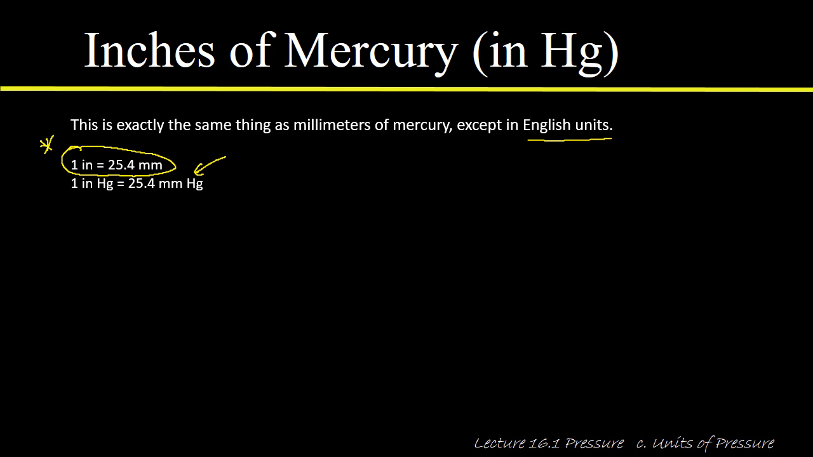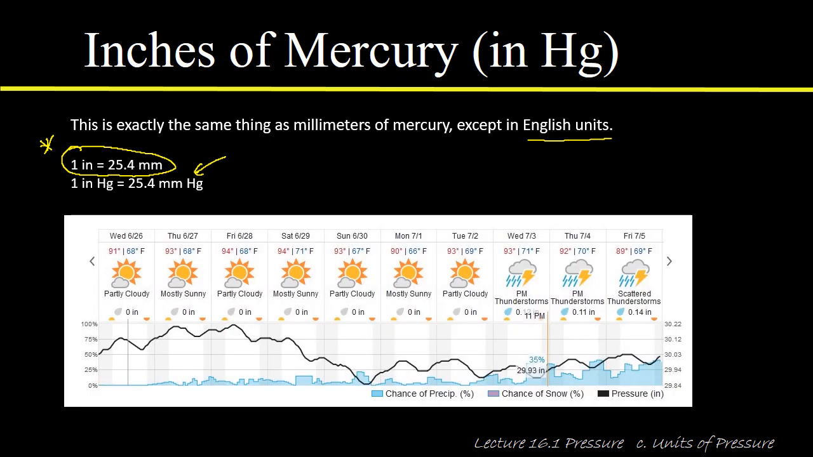Now, we don't really use inches of mercury in chemistry very often, but you will see this a lot in weather forecasting. Pressure is used a lot in weather forecasting. This is a little graph that came from a weather site. We're looking at the weather in Lynchburg from last week, and you can see the predicted weather up here in this top row. In this bottom row, it's showing two things.